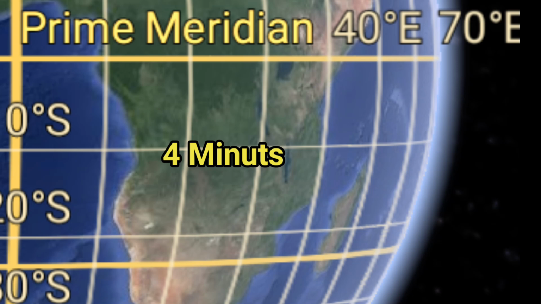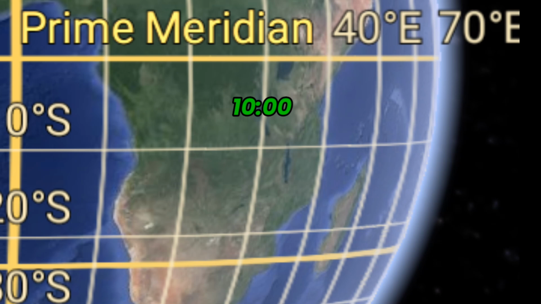Each degree of longitude has a time difference of 4 minutes. This means that if it is 10 o'clock on a certain meridian of longitude, it will be 10 o'clock and 4 minutes on the meridian of longitude 1 degree to the east, and it will be 9 o'clock and 56 minutes on the meridian of longitude 1 degree to the west.